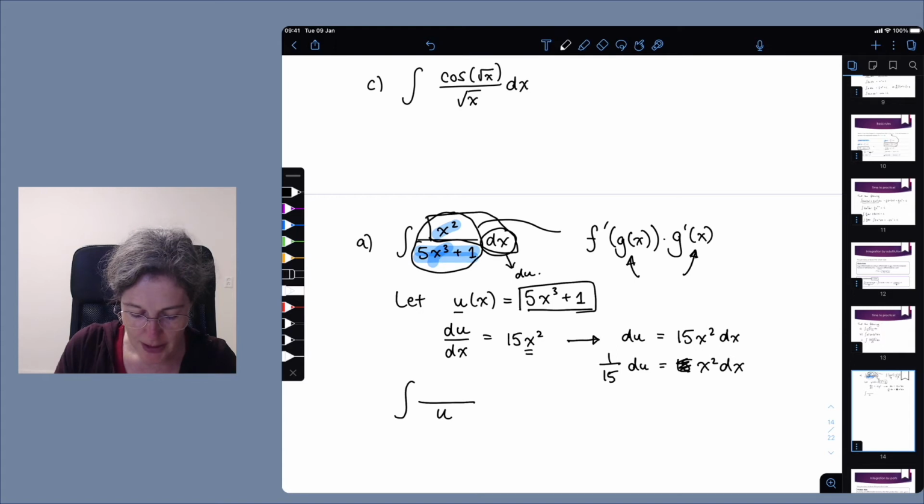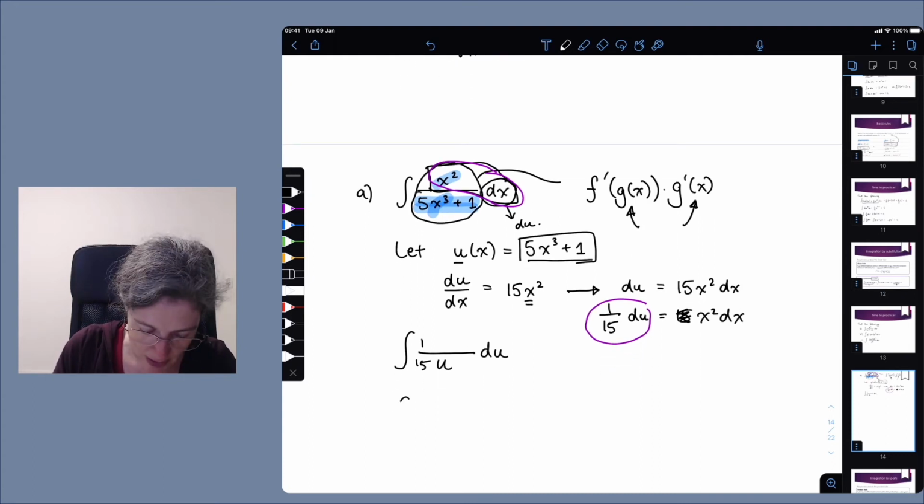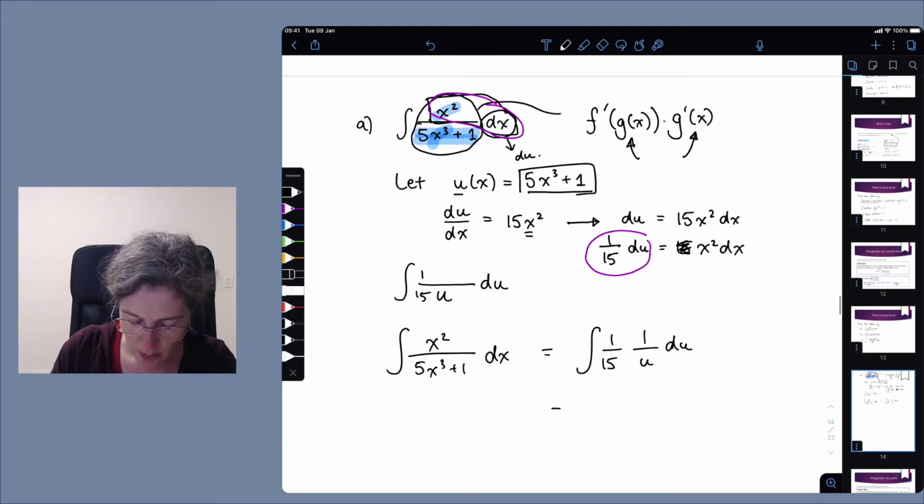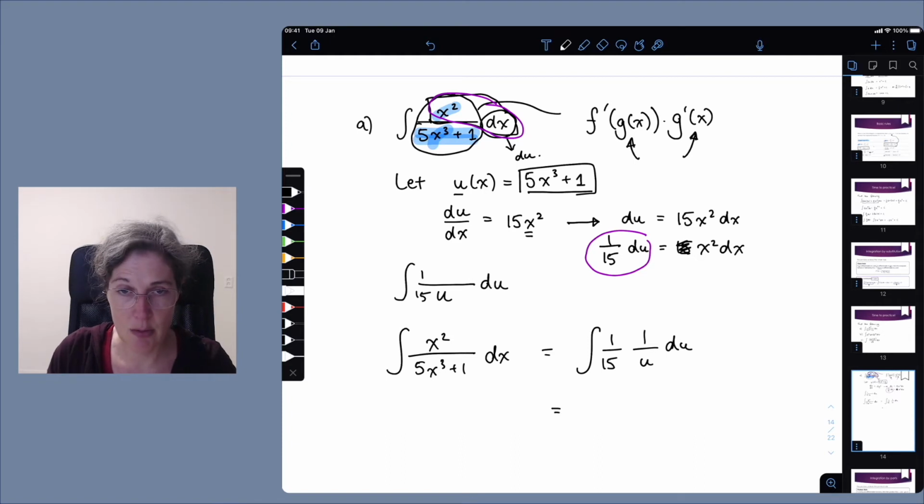So now I'm going to replace this x squared dx with 1 over 15 du. Okay, so I've got 1 over 15 and I've got a du. So notice what we've done. By making this cunning substitution, we've taken this complicated thing and we've turned it into this pretty straightforward thing. Because we absolutely know how to integrate 1 over u. We know what that is. And we've just got this 1 over 15, which is coming along for the ride.